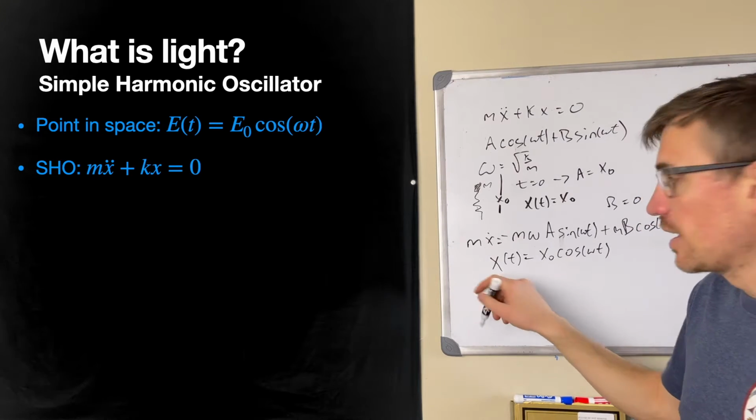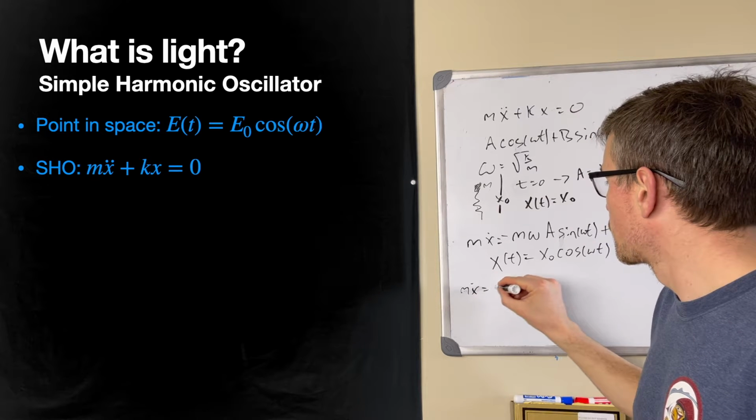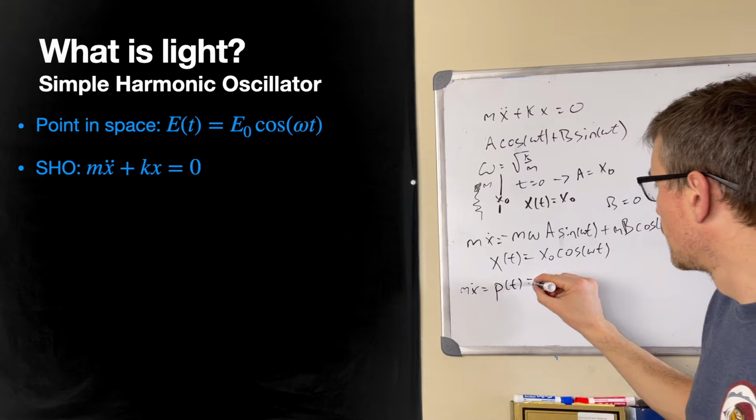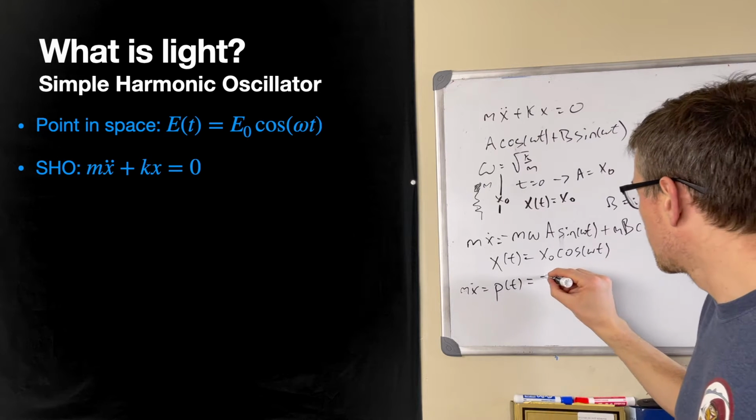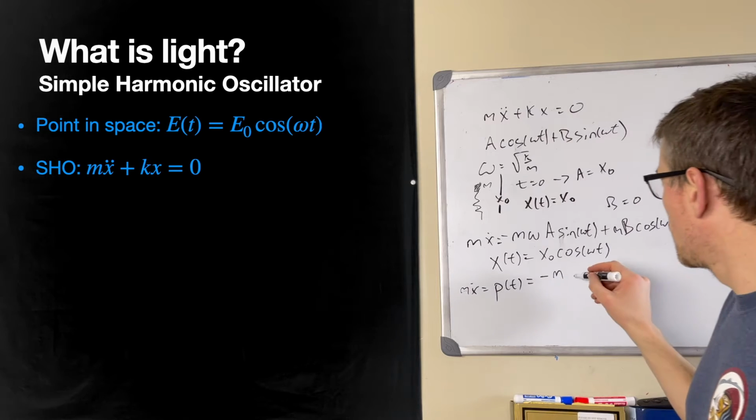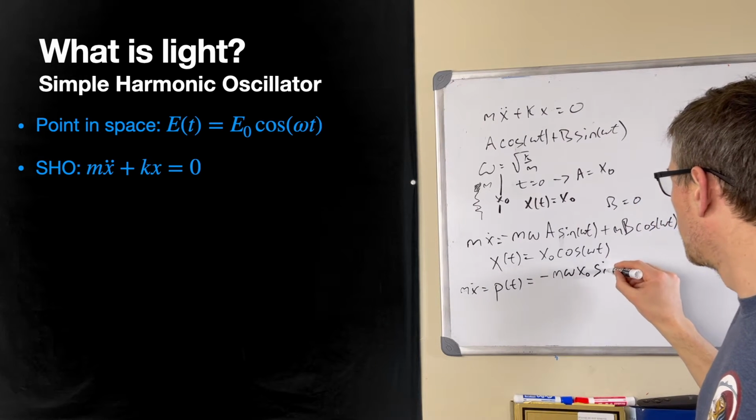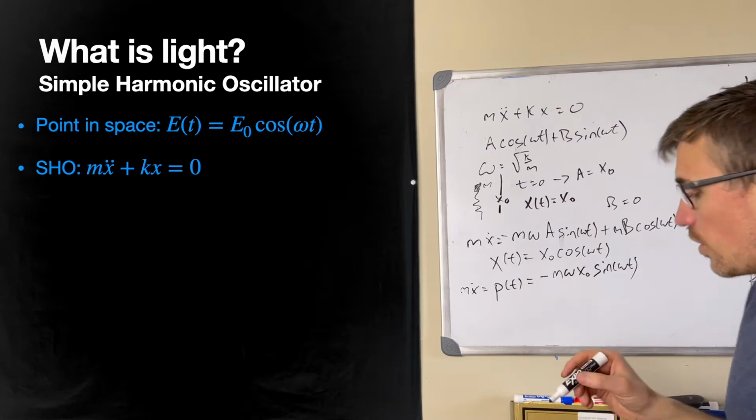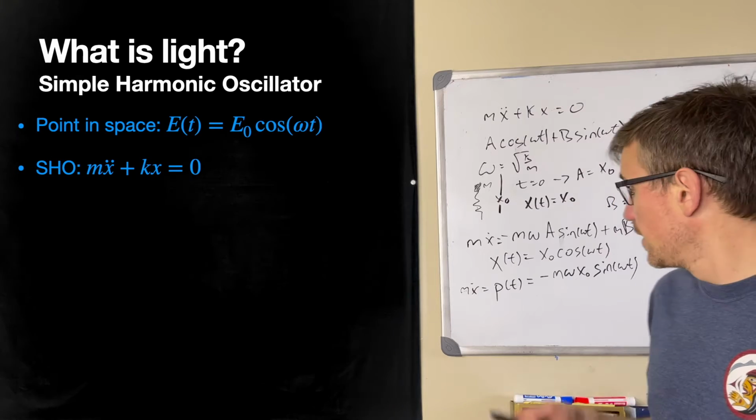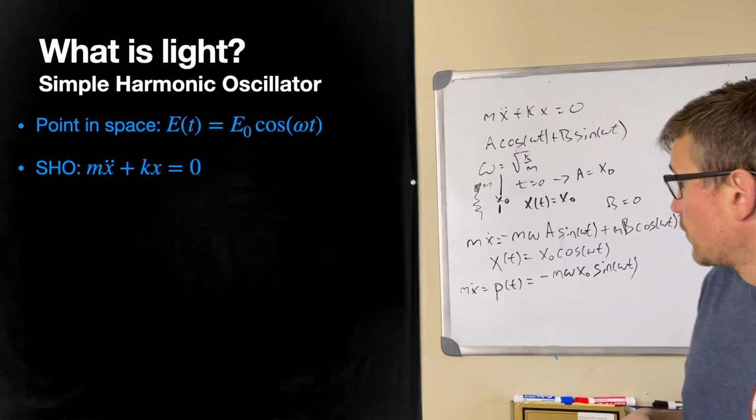And we have the momentum, mẋ, which we just call p, the momentum, is m times the derivative of this, which would be, in this case, based on our initial conditions, minus m omega times x naught sine omega t. Okay, so if we look at x of t, it's going to be a cosine wave, and p of t is a sine wave, right? So one's max when the other one is 0, and vice versa.